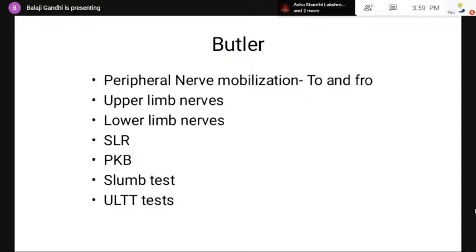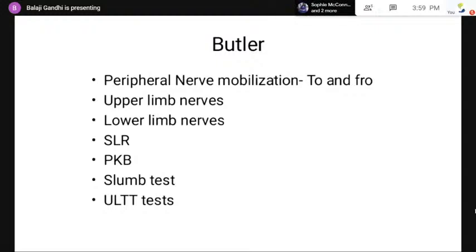Slump test. The patient is sitting, so the cervical spine, head, and thoracic spine, everything will be flexed, and now the patient will try to do the knee extension in the high sitting position. So completely the meninges will stretch, and the peripheral nerve also will be completely stretched. It's called the slump test.